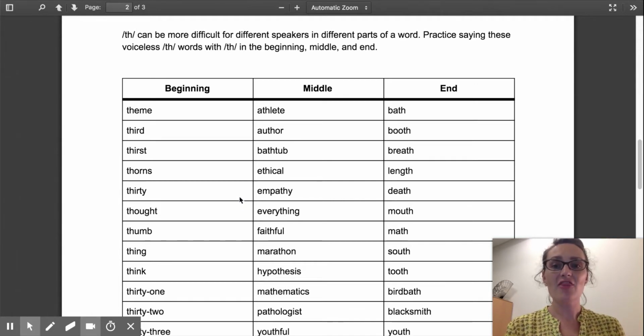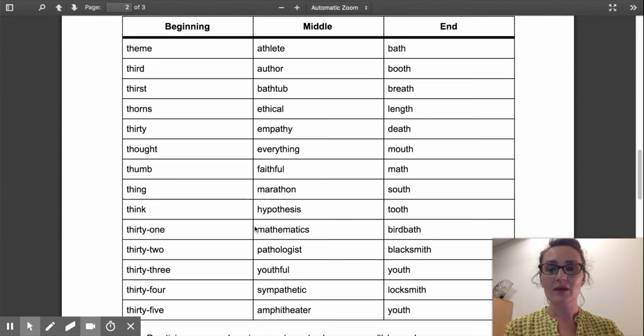Theme, athlete, bath, third, author, booth, thirst, bathtub, breath, thorns, ethical, length, thirty, empathy, death, thought, everything, mouth, thumb, faithful, math, thing, marathon, south, think, hypothesis, tooth.